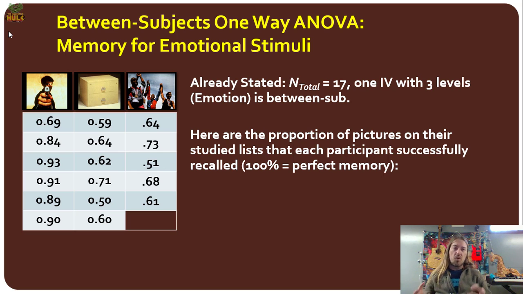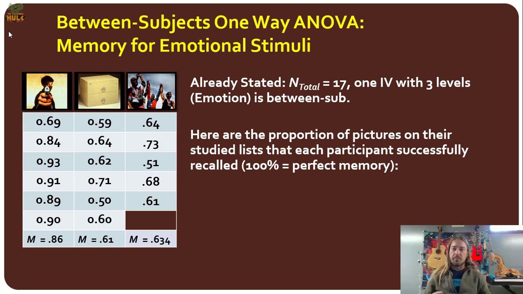So we've got a number of things we already know, right? We can also very easily, because we know how to do this and we know we'll need it later, calculate the average of each of these groups, right? Showing that the negative images were recalled on average 86% of the time, or 86% of the images were recalled. For neutral, it was 61%, and for positive, it was 63.4%, or 0.634. So we have all our data here.